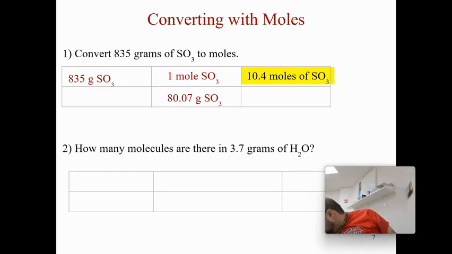Let me grab my periodic table. So to go again, sulfur trioxide, I look up sulfur. Sulfur is 32.07. There's 3 oxygens. Oxygen here is 16.00. So if I wanted to do 3 times 16 plus 32.07, that gets me this 80.07 grams of sulfur trioxide, and that's grams per 1 mole, and so that's going to be our conversion. So let's try the next one.